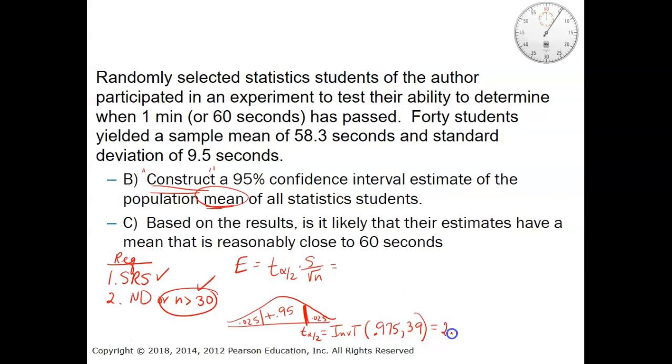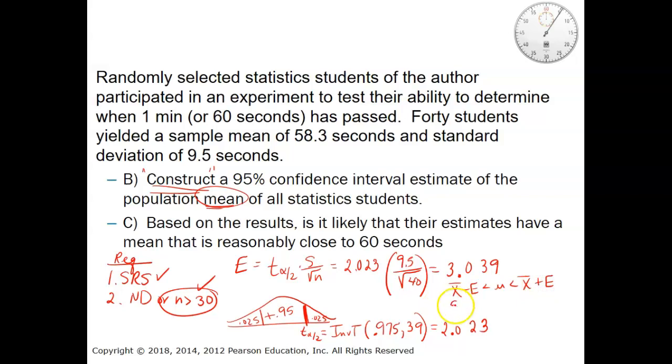So I'm going to get 2.023. So I'm going to have 2.023. My standard deviation was 9.5, and I'll divide that by the square root of n. So I'm going to have 3.039 for my margin of error. Next, I'm going to add and subtract my margin of error to my sample mean.